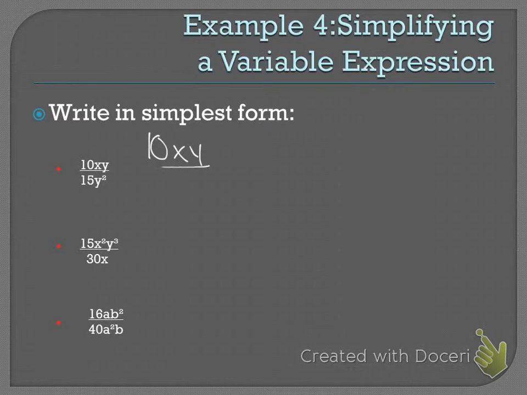10xy over 15y squared. All right, now the first thing I want to do when I'm simplifying a variable expression is simplify the number part of the fraction. So 10/15 can reduce to what? 2/3. By 5 to 2/3. Very good. Okay, so I have 2/3.